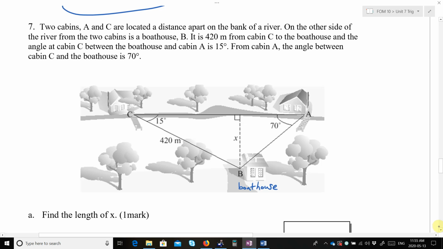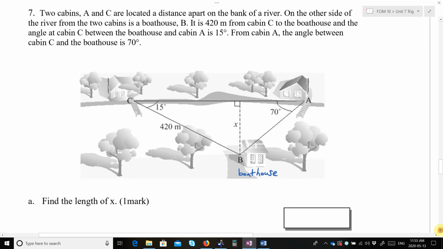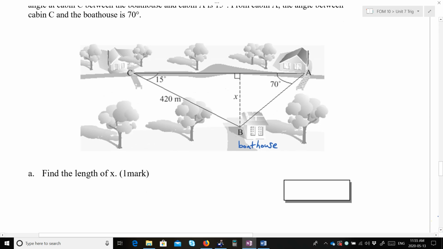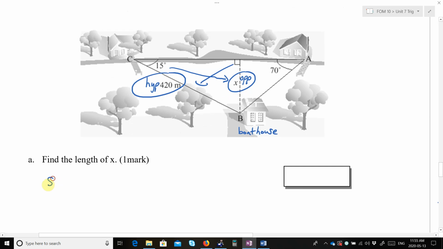Okay, so just like the diagram. A, find the length of x. Okay, so in this triangle we have an angle and a side, so we can use it to get x. Across from the 15 degrees is the opposite side. Across from the 90 is the hypotenuse. So we're going to work with opposite and hypotenuse, which is the sine ratio. So you go sine of 15 degrees is equal to x divided by 420.